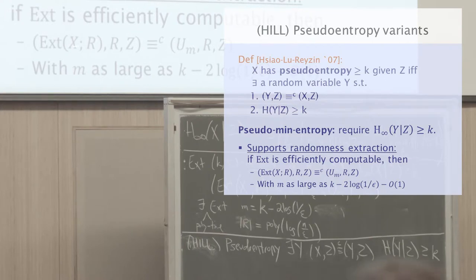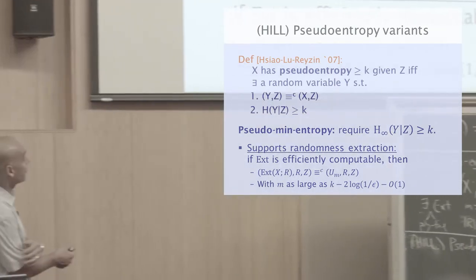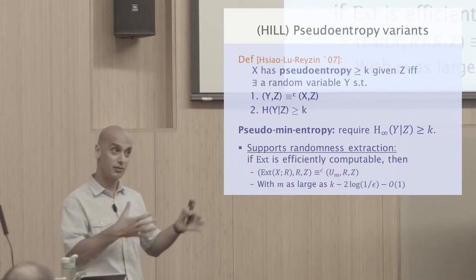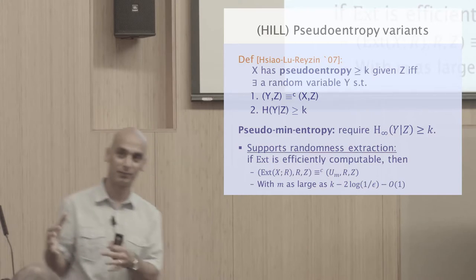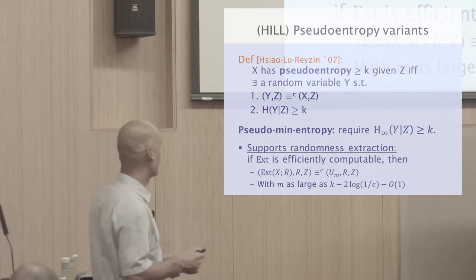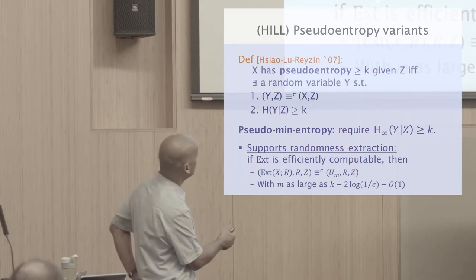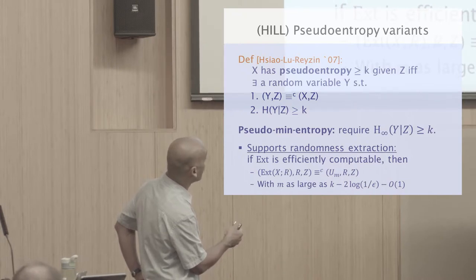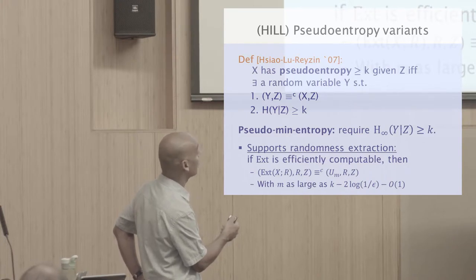The reason is that computational indistinguishability tells you, if you have two things that are computationally indistinguishable, working with one is just as good as working with the other, for all efficient purposes. And in particular, when it comes to randomness extraction, it tells you that extracting from x given z is indistinguishable from extracting from y given z.